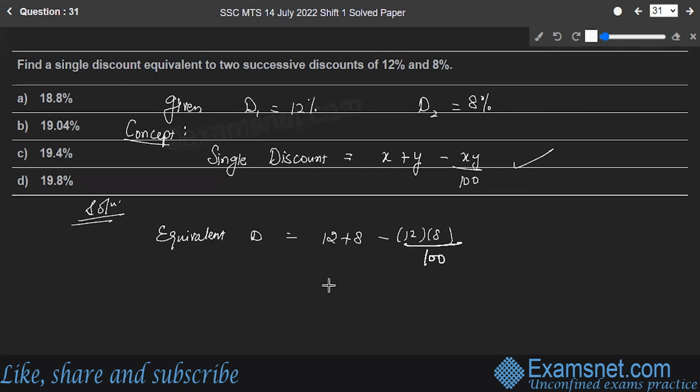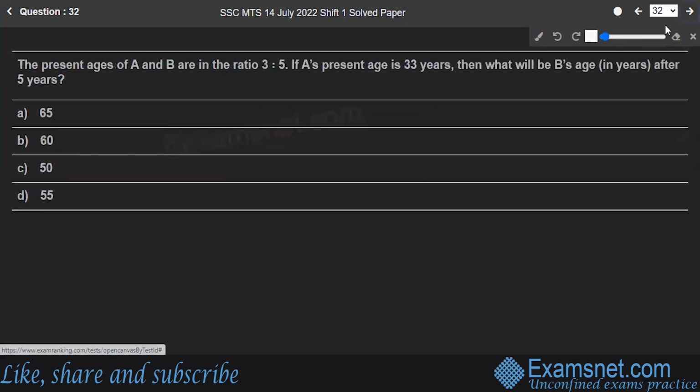Okay, so this will give you 20 minus 0.96, which is equal to 19.04%. Therefore, the single discount equivalent to the two successive discounts of 12 and 8% is 19.04. Option B is the correct answer to the question. Hope you are clear. Next is question number 32.